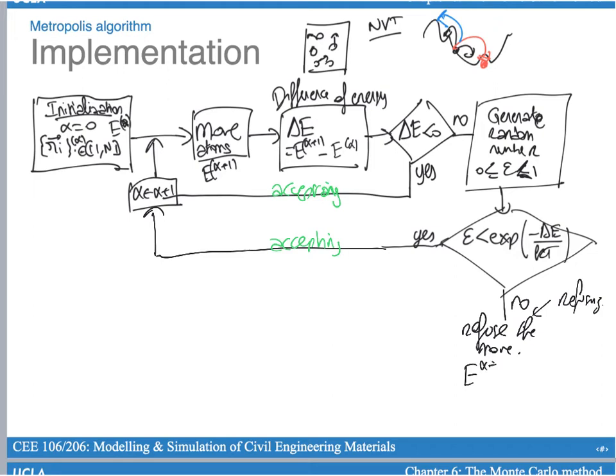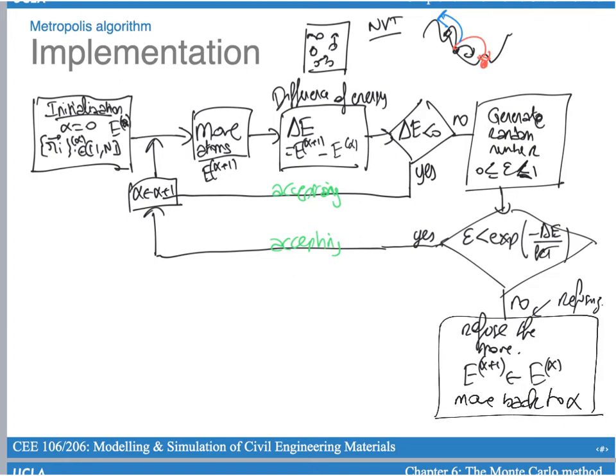So your new energy at step alpha plus 1 will go back to the energy that you had at step alpha, and you will move the atoms back to their initial position alpha. So you will move back to the original configuration alpha, and this old configuration will remain the new configuration. You will still keep this configuration alpha and try another move.